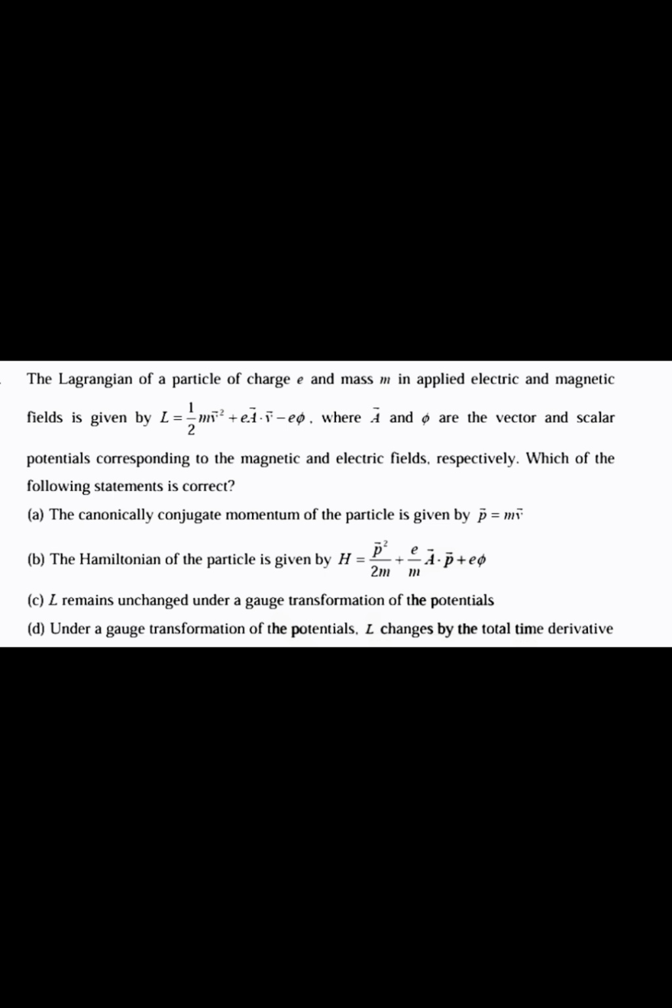The first option says that the canonical conjugate momentum P is mv. So we need to check whether it is right. For that, P is equal to ∂L/∂v, that is ½m into 2v plus eA, that is mv plus eA. So this proves that the option says the canonical conjugate momentum P is mv, but we calculated it as mv plus eA. So option A is wrong.